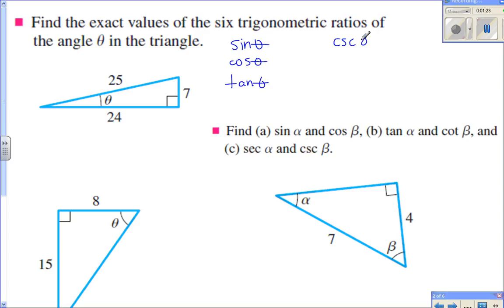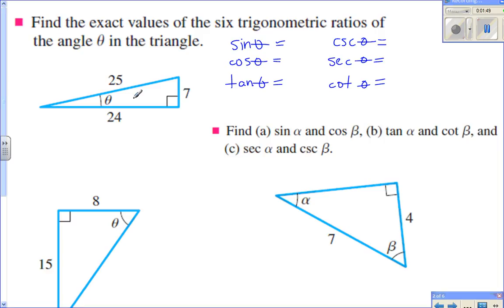Cosecant is the inverse of sine, so I always write it opposite. Secant is the inverse of cosine, so I write it opposite it, and then cotangent is the inverse of tangent, so I'll write it opposite that side. So whenever they want you to find the 6 trig functions, you do have to go ahead and write this out before you start.